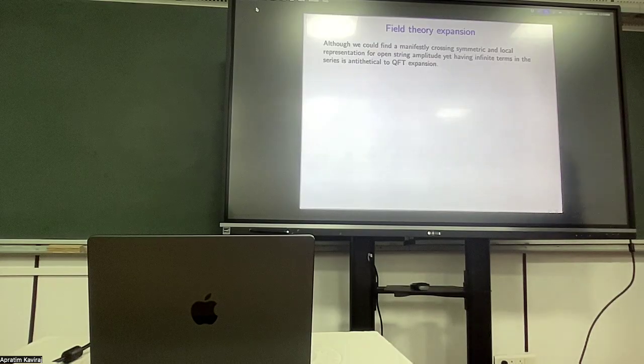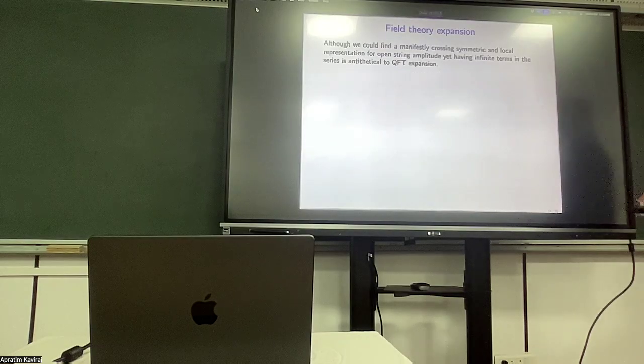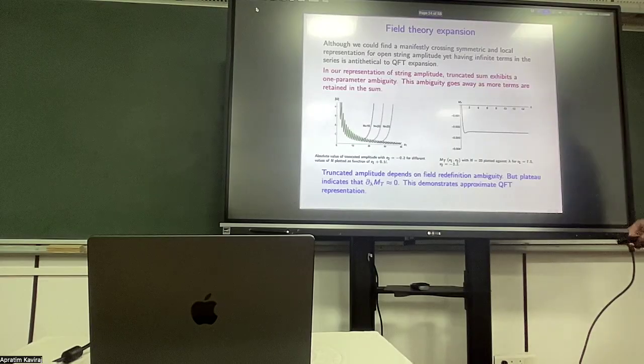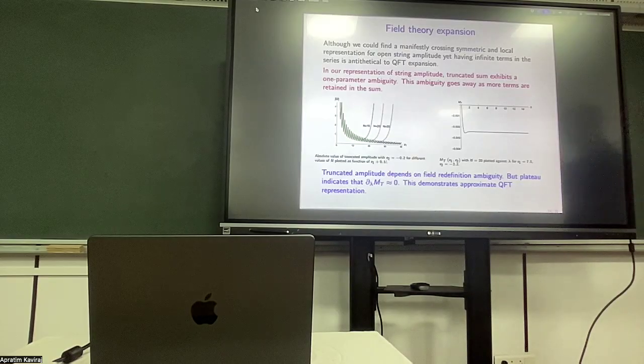So then we come back to the question: if we indeed have to sum over an infinite number of terms, in what sense are we calling it a quantum field theory representation? In our representation, the truncated sum has this lambda ambiguity, but this ambiguity goes away as more and more terms are written in the sum.